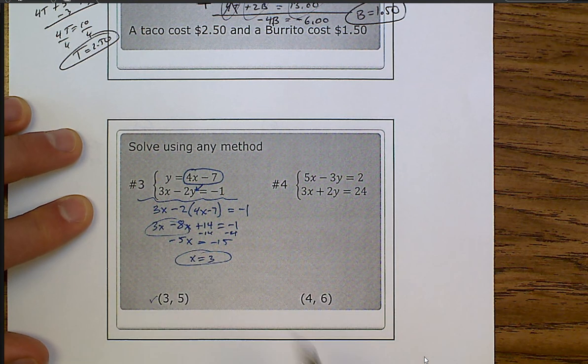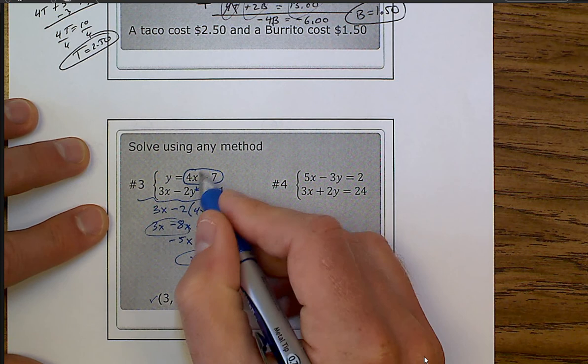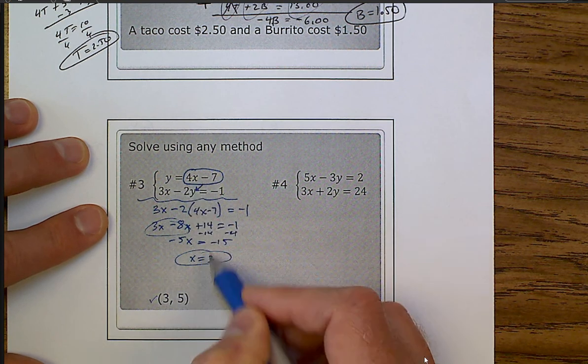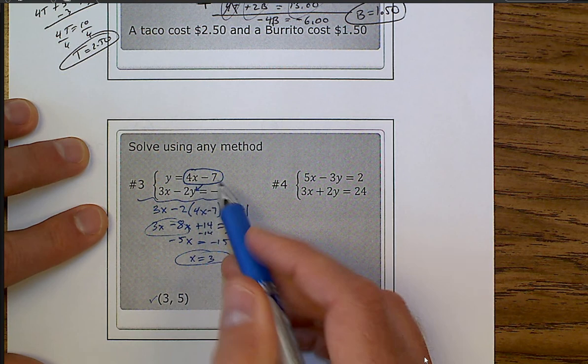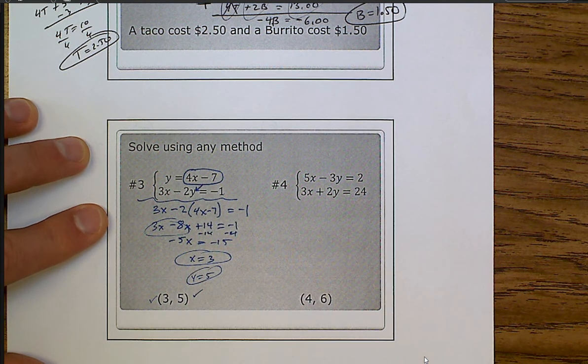Check. And then I've got to plug that back in to get y. So I'd plug that back into the top here. y equals 4 times x. Now x is 3, so 4 times 3 is 12. 12 minus 7 is 5, so y equals 5. Check.